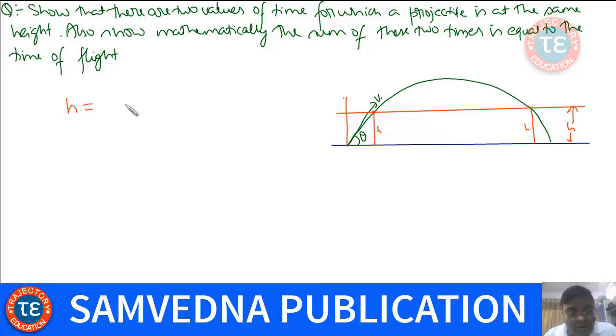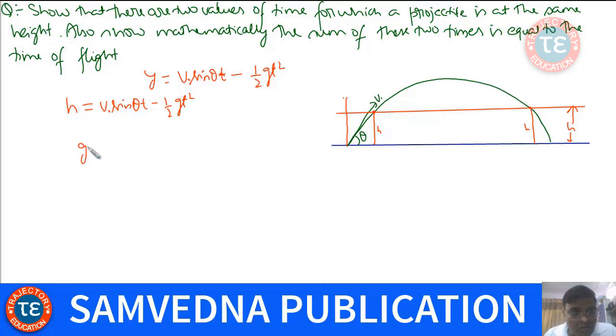Suppose h is the height of the body, and suppose t is the time at which the body is at height h. So you have the equation, the y coordinate is given by V0 sine theta t minus half g t square. So I want the time instant at which this y is h. So you have this equation, and I can get time from this equation.